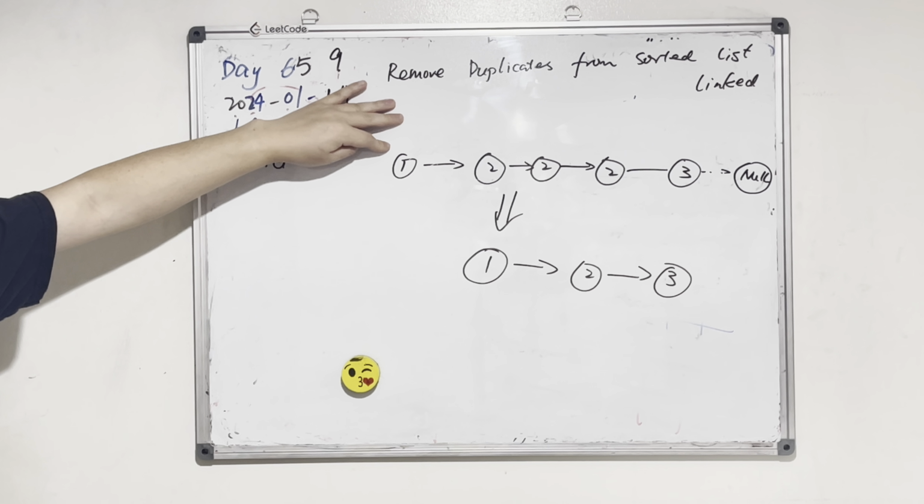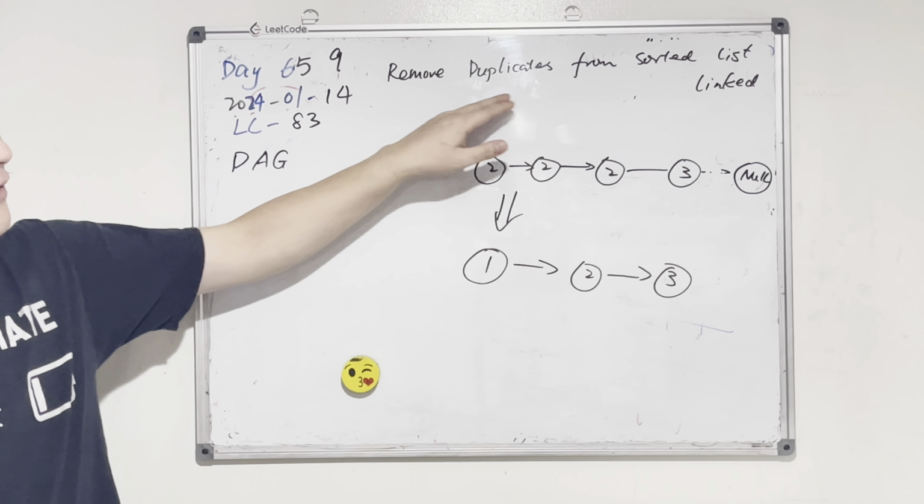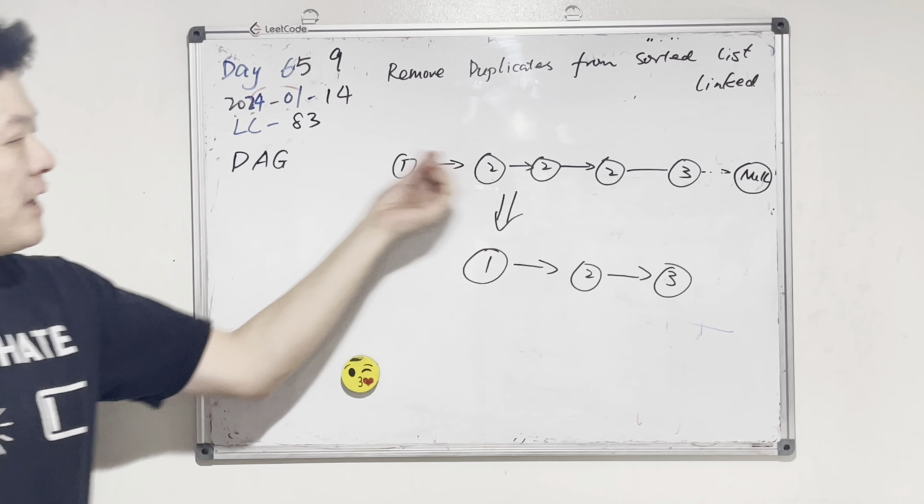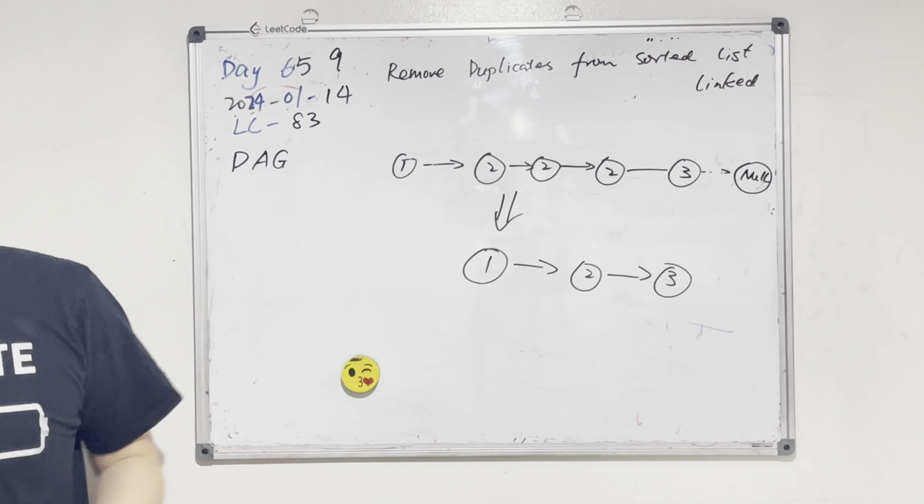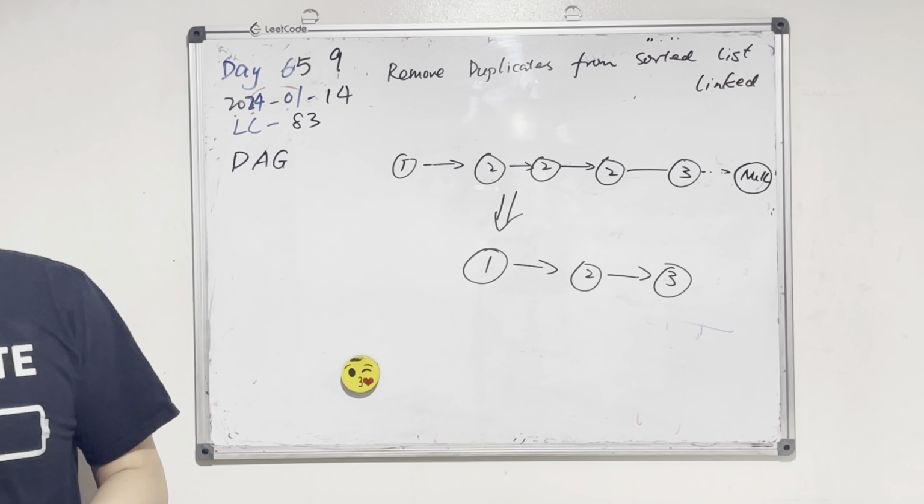But this is more of a general case. If the list is unsorted and we want to remove the duplicates, then we can use the hash set. So we traverse the linked list, and if a node has not appeared before, we keep it and put it in the hash set. If it appears in the set before, then we simply discard it. We keep moving until we reach the end.